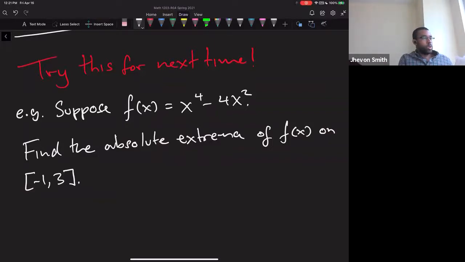Yeah, the next big topic we're going to move on to is curve sketching. But before that, I need to talk to you about asymptotes as some sort of prerequisite. But yeah, that's where we're going.